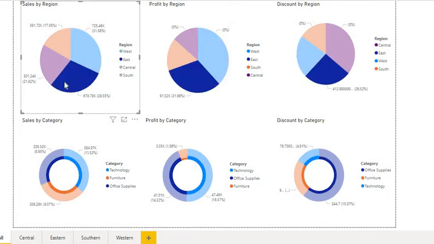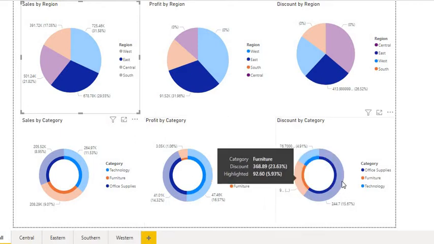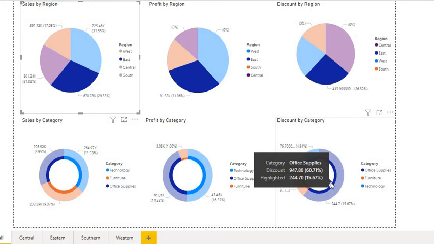Let us have a look at the eastern region. In eastern region, the sales by category is same. Furnitures are making less of profit. Office supply and technology items are same. And as for discount, there is similar amount of discount provided in all three categories.